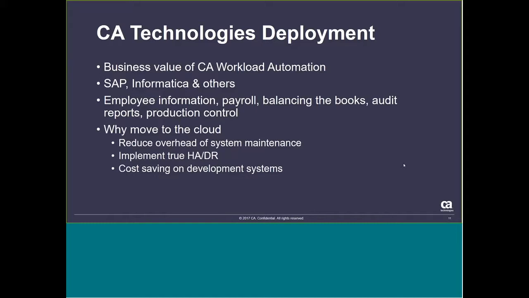So why did we move to the cloud? Why did we go there? These are some of the specific reasons that we looked at, and what CA is looking to reduce as much overhead as possible for the system maintenance, for the administration that I was talking about earlier. So that was a primary factor in this. If we move to the cloud, we don't have to worry about the hardware, we don't have to worry about those resources. We wanted to implement true high availability and disaster recovery without having a secondary disaster recovery site.